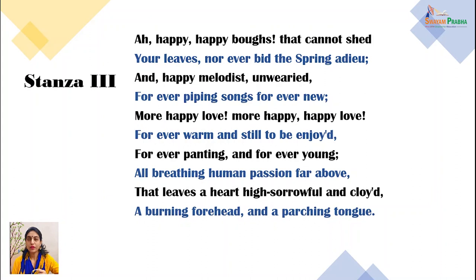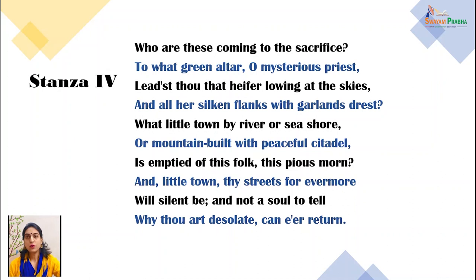Now moving forward, in the next stanza, he says, "Who are these coming to the sacrifice? To what green altar, O mysterious priest, leadst thou that heifer lowing at the skies, and all her silken flanks with garlands dressed? What little town, by river or seashore, or mountain built with peaceful citadel, is emptied of this folk, this pious morn? And little town, thy streets forevermore will silent be, and not a soul to tell why thou art desolate can ever return."